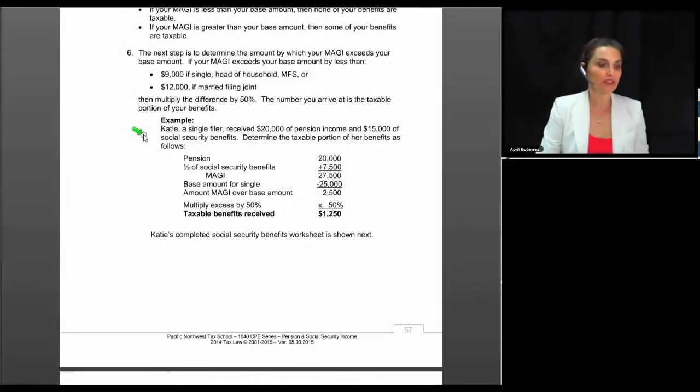So let's see if we can come up with the correct answer without using the worksheet, and then we'll use the worksheet. So here we have Katie, a single filer who received $20,000 of pension income and $15,000 of Social Security benefits. Determine the taxable portion of her benefits as follows. We're going to take her pension amount and half of her Social Security benefits. We add those two numbers together, $20,000 plus $7,500, and we get $27,500. Her base amount is $25,000, so we subtract that out. And we're left with $2,500. The only thing we need to do now is divide $2,500 by 2 or multiply it by 50%. Either way, we get the same result, which is $1,250, and that's the taxable part of her Social Security benefits.